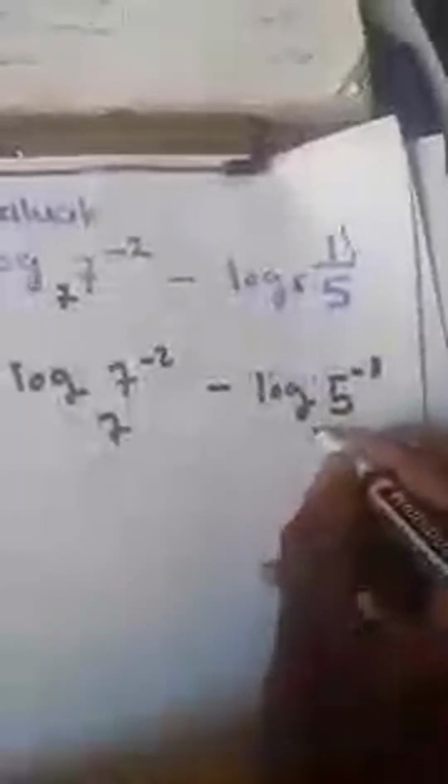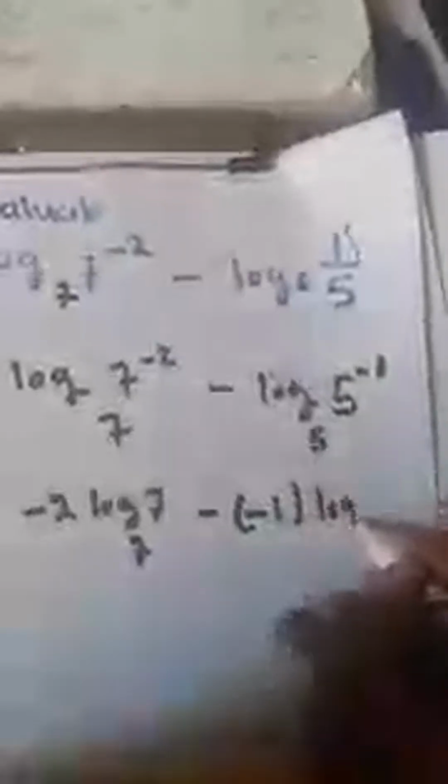So we remove this fraction here by inserting a negative power here, base 5. Okay? So let's take negative 2 to this side. So it's now negative 2 log 7 base 7 minus this negative power here. So it's now negative 1 log 5 base 5.